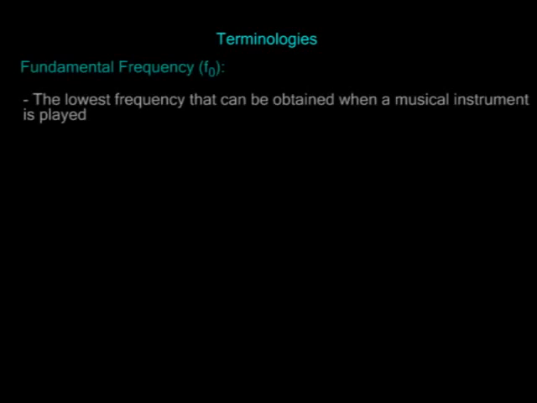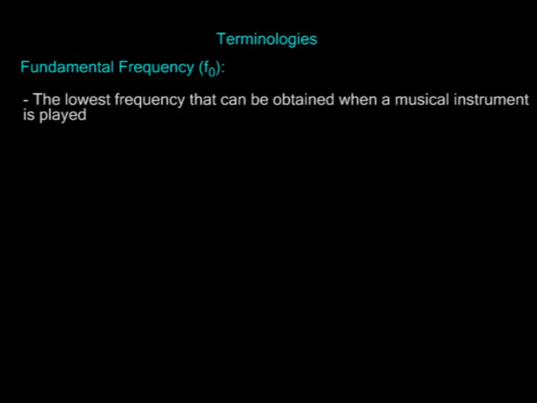From that, let us have some definitions. Fundamental frequency, F0. This is the lowest frequency that can be obtained when a musical instrument is played. A stationary wave in its simplest form possible produces a fundamental note which gives the sound from the instrument its basic pitch. Different musical instruments thus have different fundamental notes.